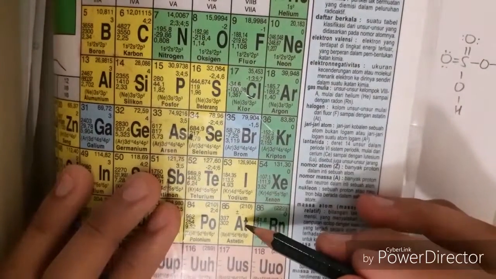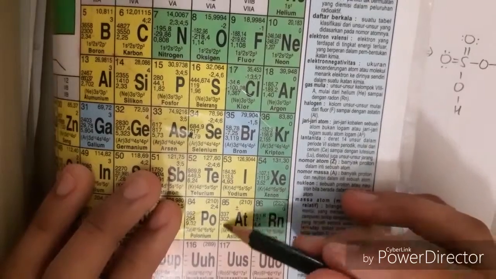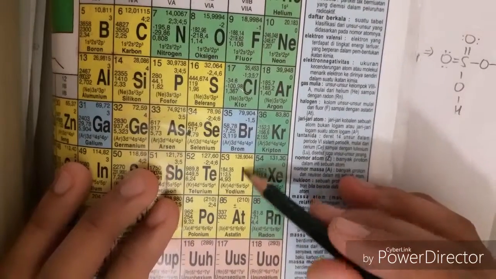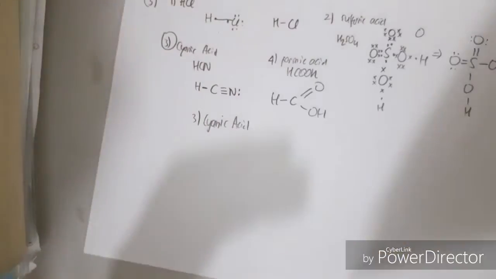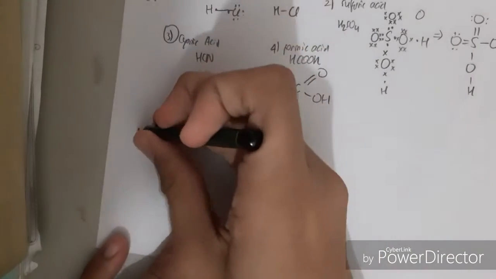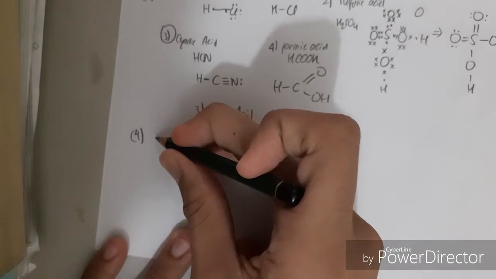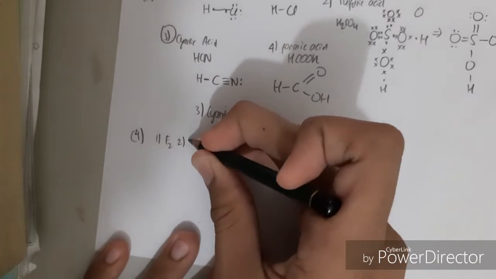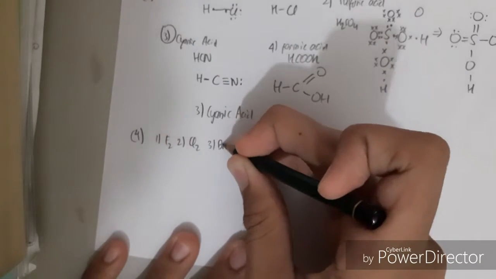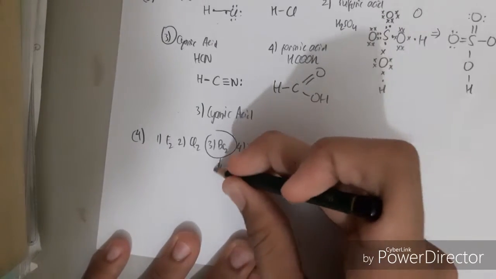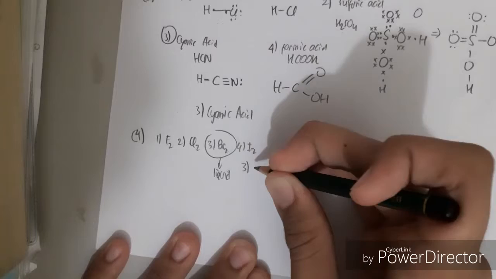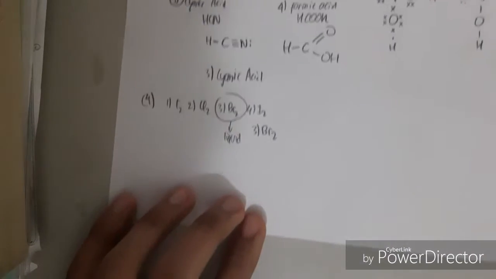And iodine and astatine, astatine is a radioactive element, but in yellow in my periodic table, it says that it is solid. So the answer is bromine. So for number 4, among fluorine, chlorine, bromine, and iodine, the one which is liquid is bromine.